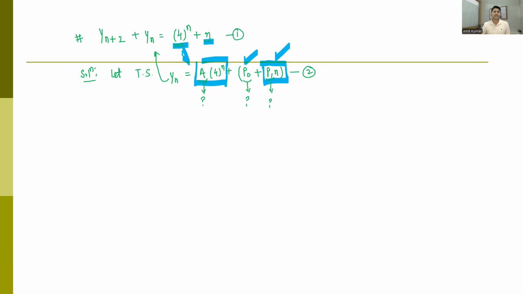For 4 power n, this is the comparison. For these two terms, we'll do the comparison like this. The constant is 0 over here, so this term, after comparison, will be 0. For this term, we'll make it 1. Compare, find the coefficients, and put them back in equation number 2 to get the final particular solution for the given recurrence relation.